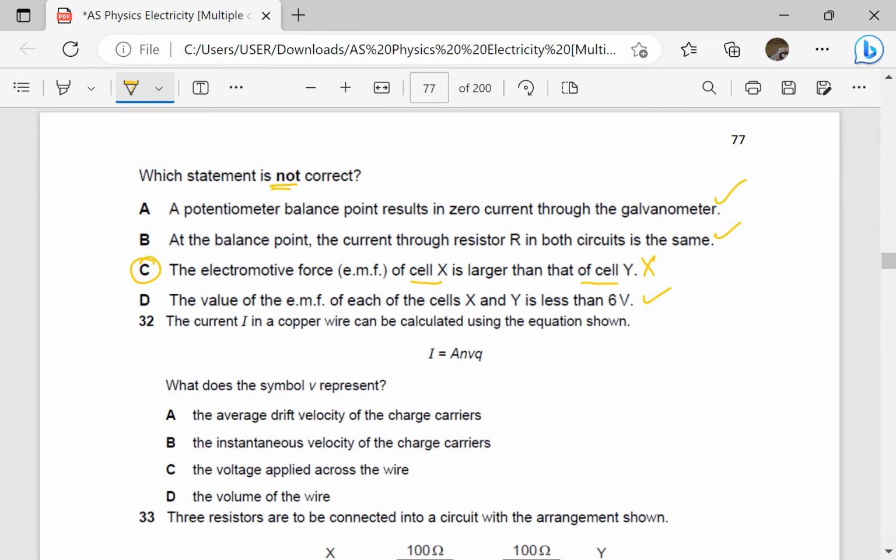The current I in a copper wire can be calculated using the equation. What does the symbol v represent? That is the average drift velocity. So the answer is A.